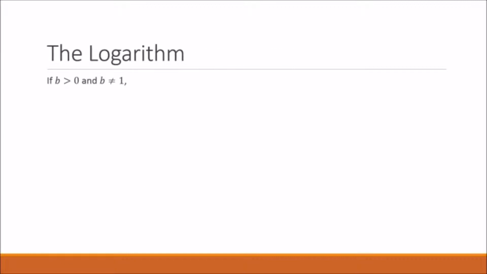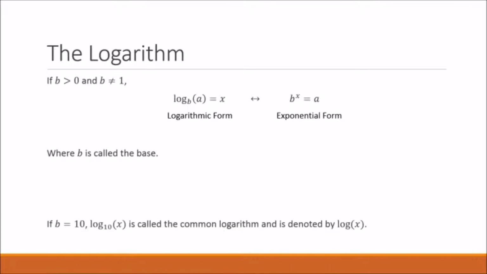If b is greater than 0 and b is not equal to 1, we can write the equation b to the x equals a as log base b of a equals x. The left-hand side is what we call logarithmic form, and the right-hand side is what we call exponential form. And b is called the base.